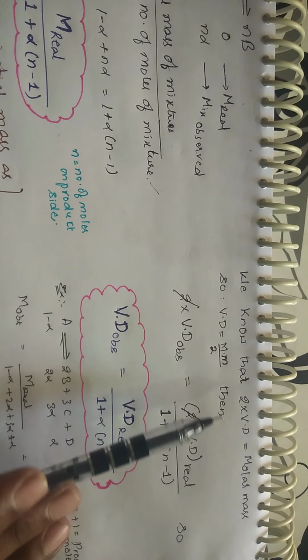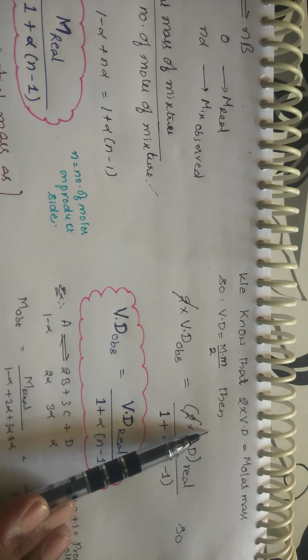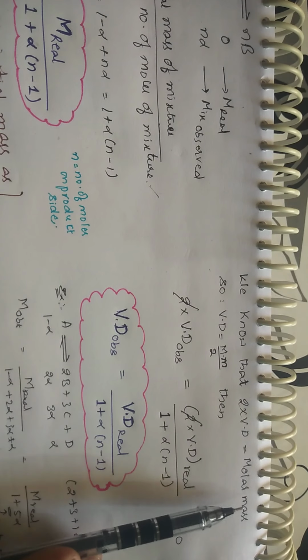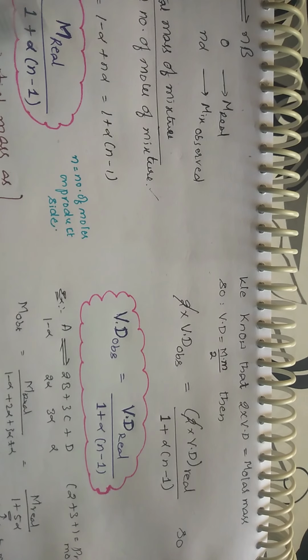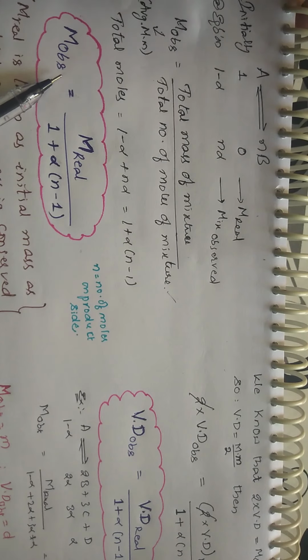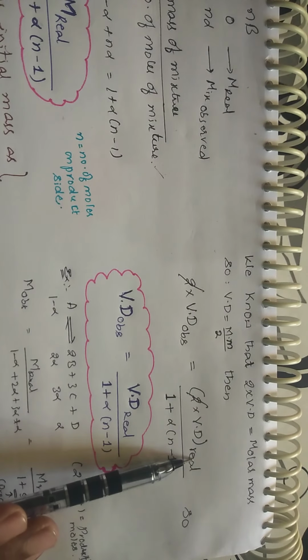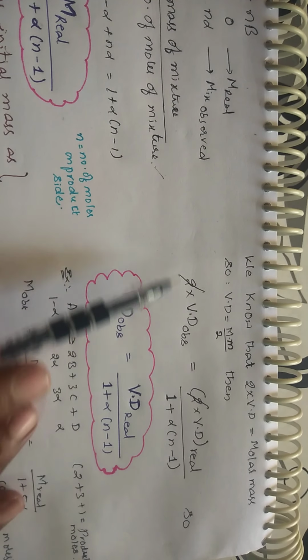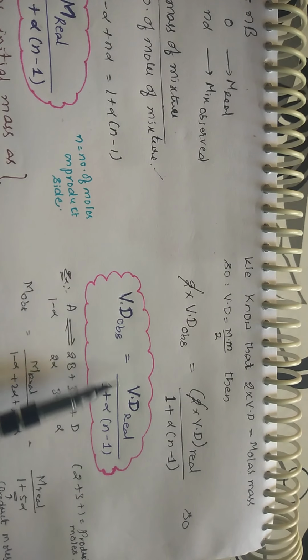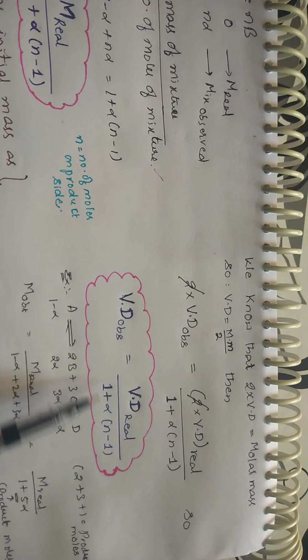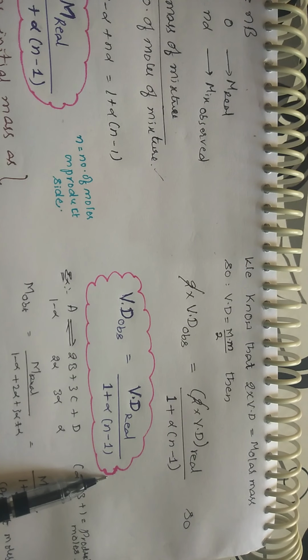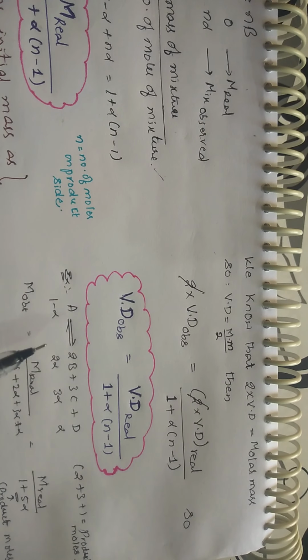You are very well familiar with this one with respect to the gas state we have learned. 2 into vapor density will be equal to mass. Instead of M observed here, you can place 2 into vapor density, and M real becomes 2 into vapor density of the real by 1 plus alpha into n minus 1. The 2 will be cancelled, so vapor density observed will be equal to vapor density real by 1 plus alpha into n minus 1. If you want to calculate the number of moles, you can easily calculate.